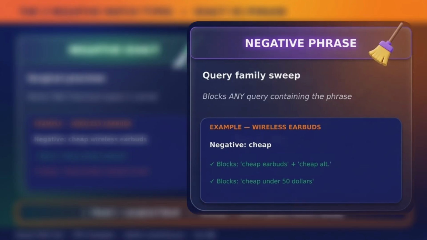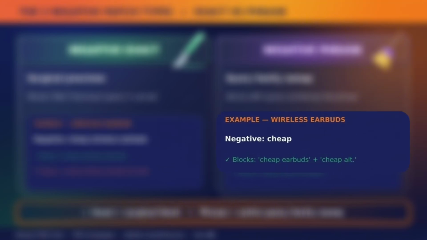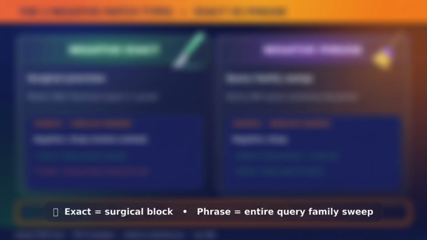Broader, wider net. Example: you sell wireless earbuds. A search term for cheap wireless earbuds is bleeding your budget. If you add cheap wireless earbuds as negative exact, only that exact string gets blocked. If someone searches cheap wireless earbuds for kids, your ad still shows. If you add just the word cheap as negative phrase, every search containing the word cheap gets blocked. Cheap earbuds, cheap alternative, cheap under $50, all blocked with 1 negative. The rule: exact for surgical precision, phrase for entire query families. Get this backwards and you either miss the bleed or you nuke keywords that were converting fine.